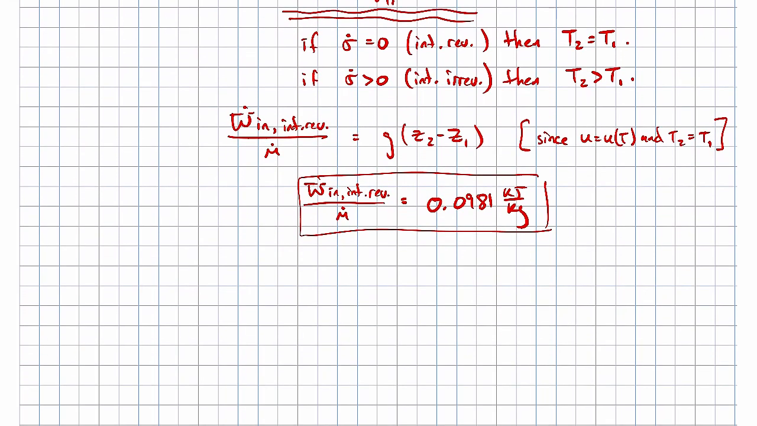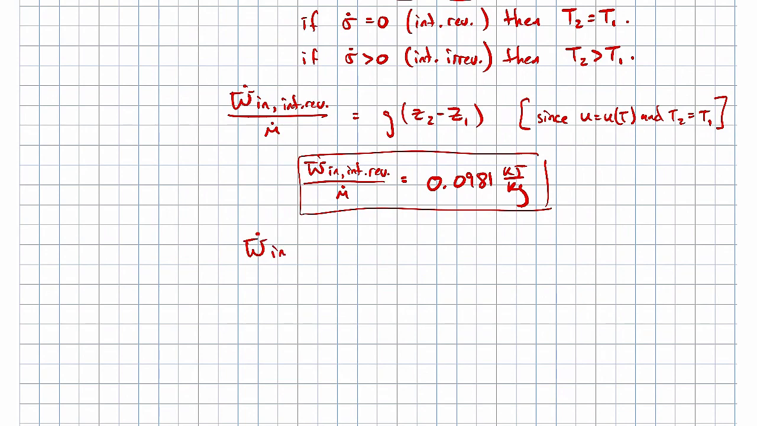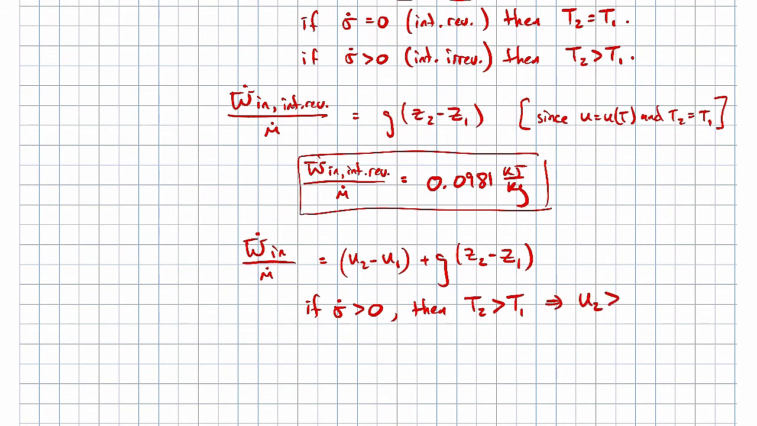So let me just rewrite that equation down here. So this was U2 minus U1. I'm just rewriting the equation from before. Right? And we're saying that if sigma dot is greater than 0, then T2 is greater than T1, which then means that U2 is greater than U1, since U is a function of temperature only for an incompressible substance, which then means that W dot in per unit mass flow rate will be greater than what it would be for the minimum case, the internally reversible case.